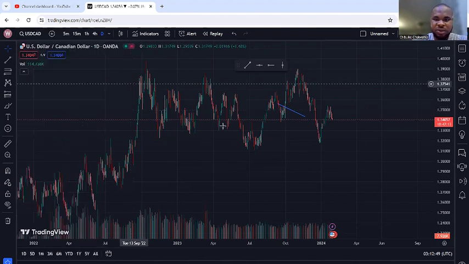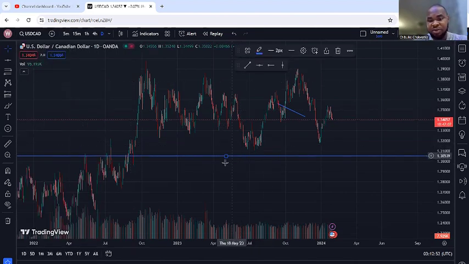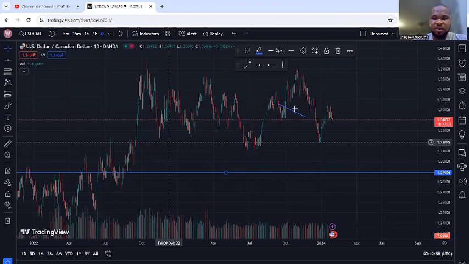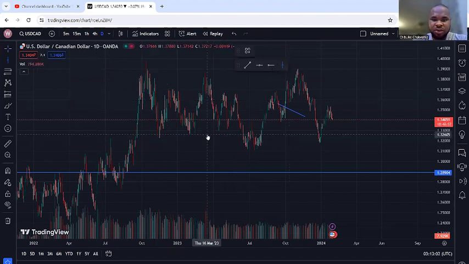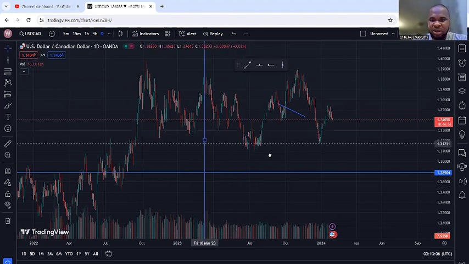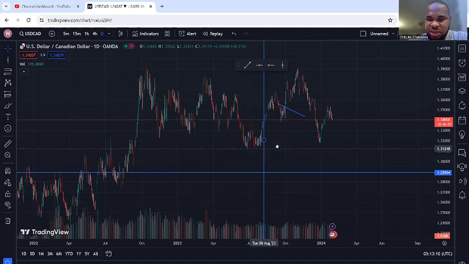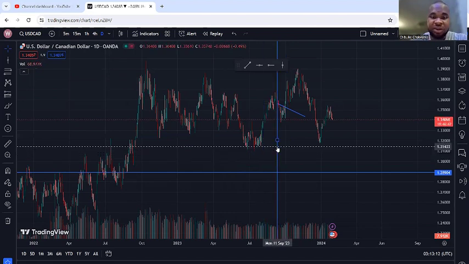So with this vertical line, we draw it at least to see the vertical. Maybe some people can use it as a support and resistance also. When you tap on the screen, you see the vertical line. You can use it if you want to demarcate something on the screen. It helps.